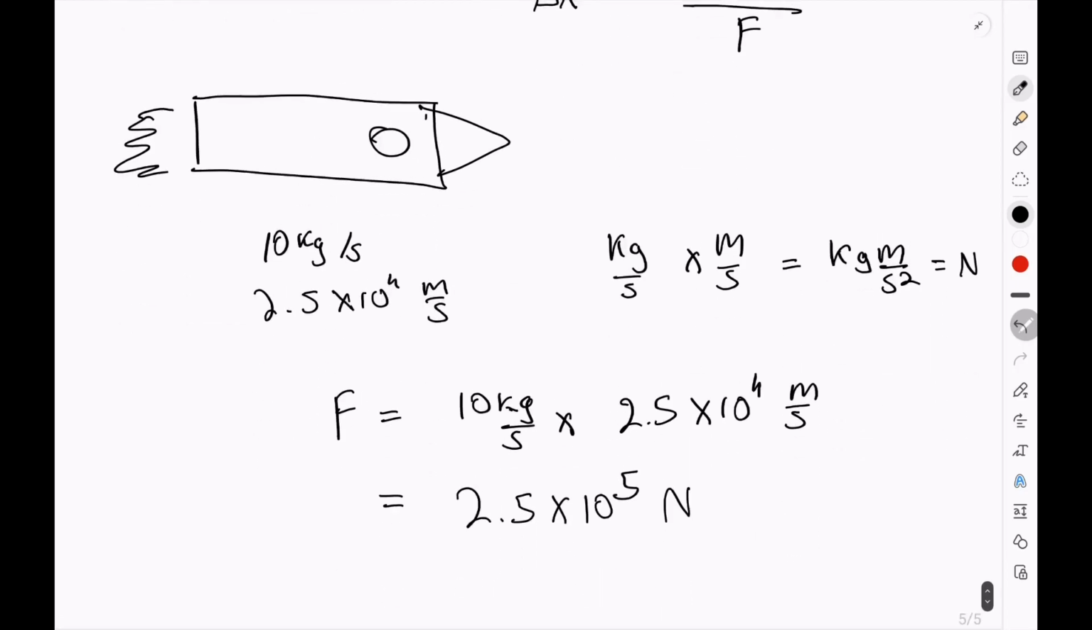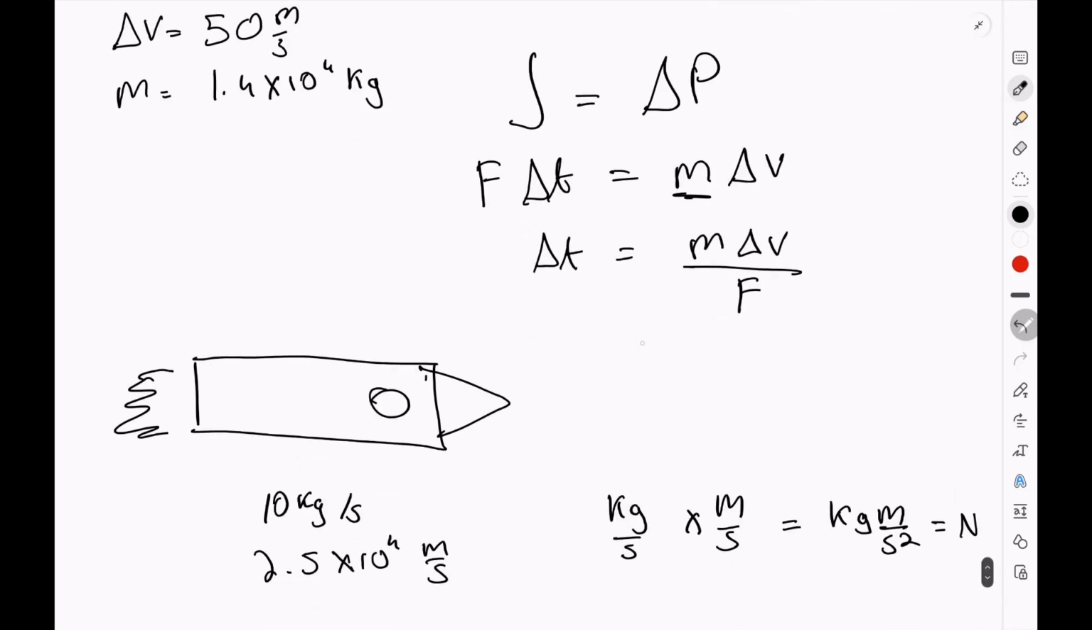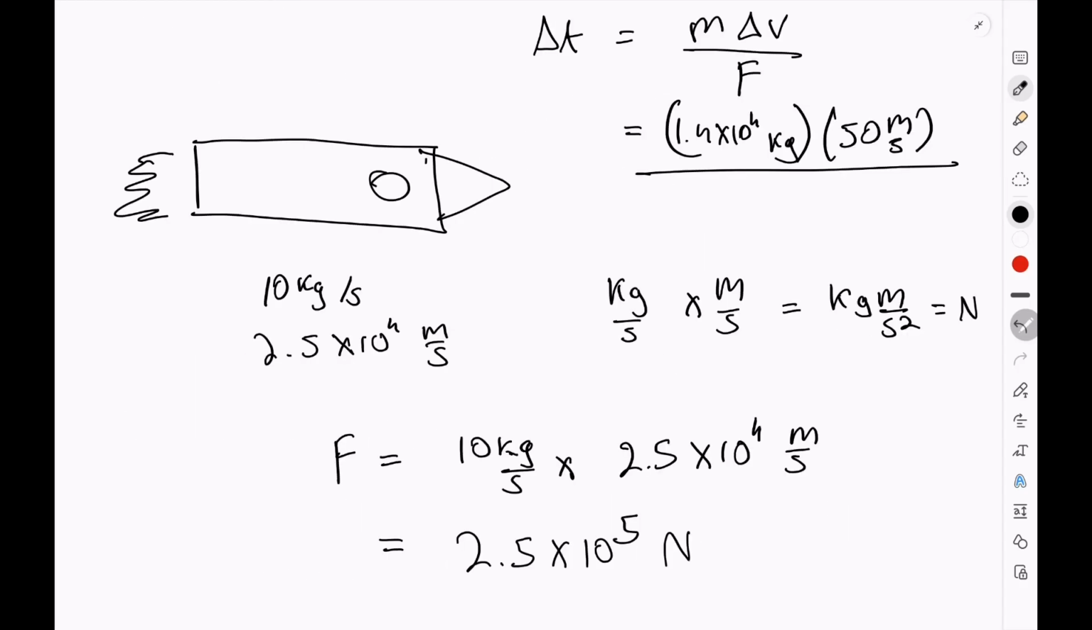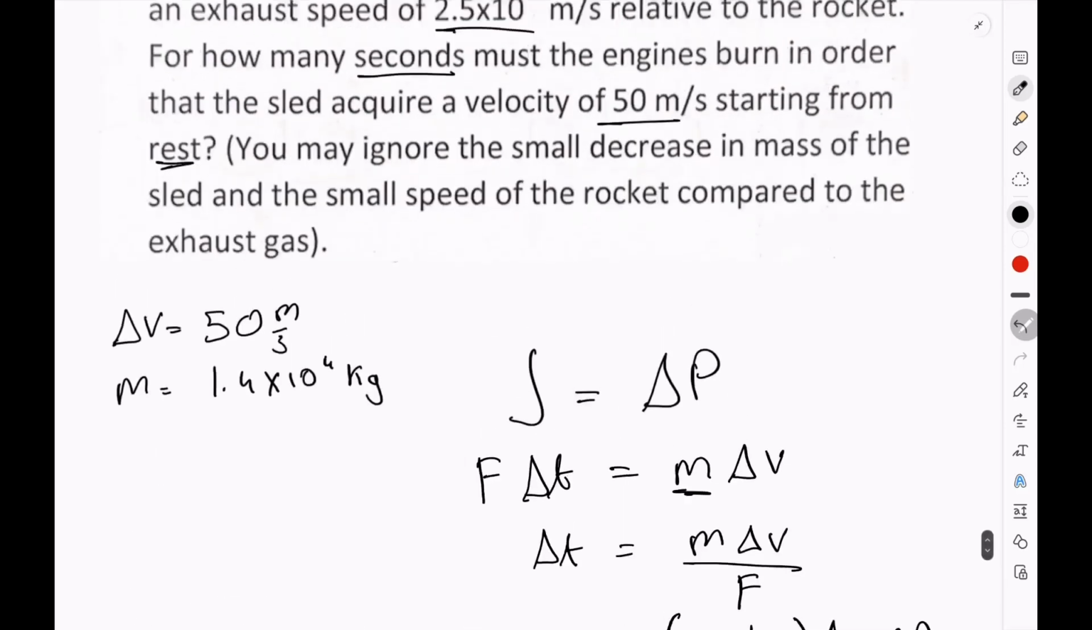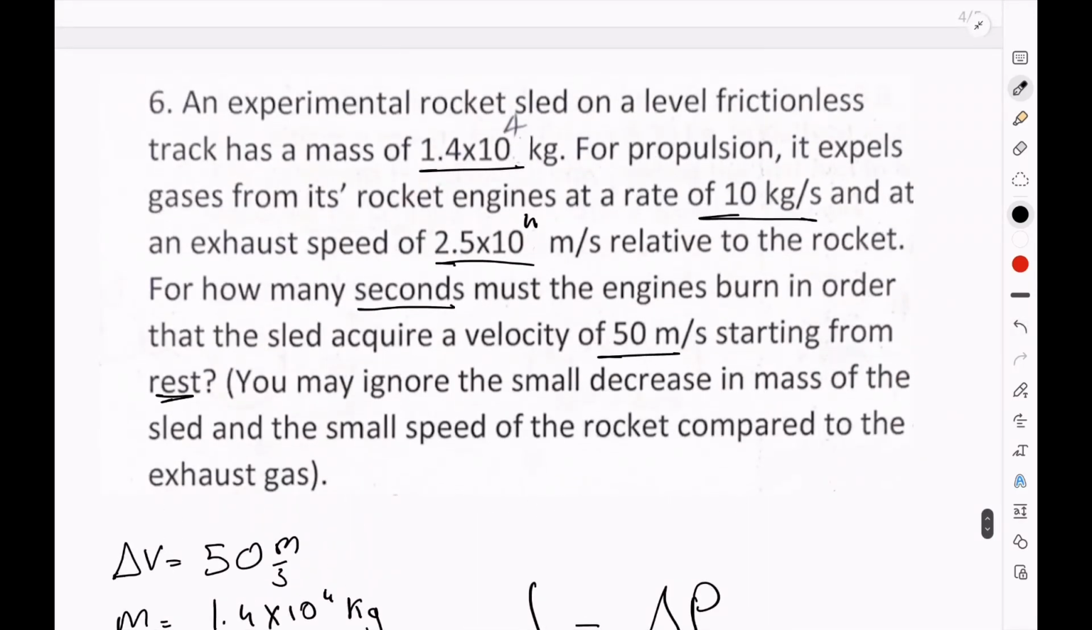Now I sub the force into this formula. So the mass is 1.4 times 10 to the 4 kg, the change in velocity is 50 meters per second, and the force is 2.5 times 10 to the 5 newtons, which gives us a time of 2.8 seconds. That is our final answer. That is the amount of time it takes for the rocket to reach 50 meters per second from rest.